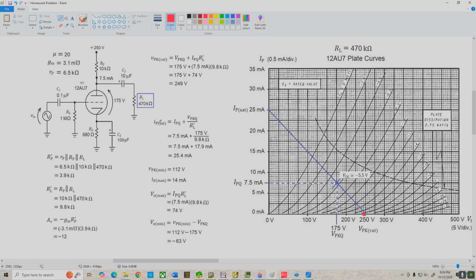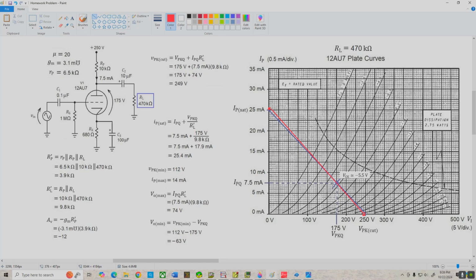And our IP sat works out to be just a little bit more than we had for the DC load line. It's 25.4 milliamps versus 25. So let me put a point here, some that looks like it might be 25.4 milliamps. And let's connect these points. And here is our AC load line, and it does go right through the Q point as we would expect.